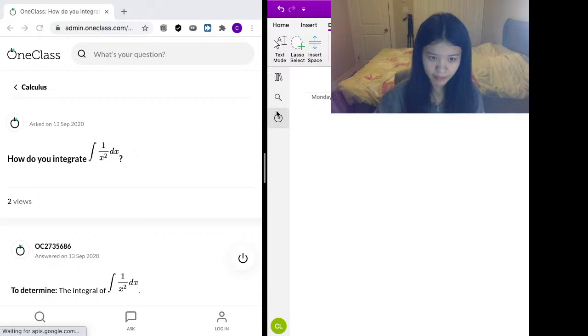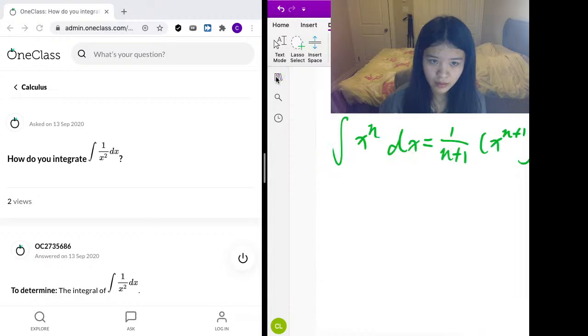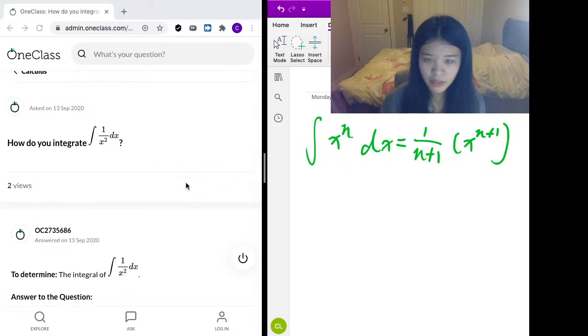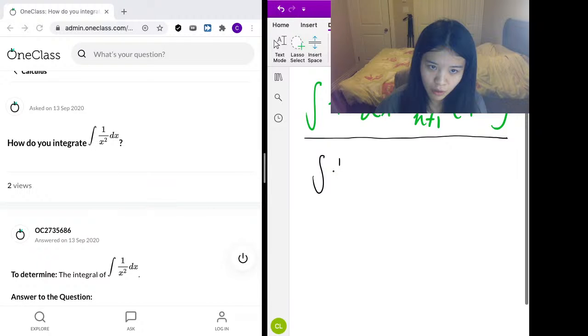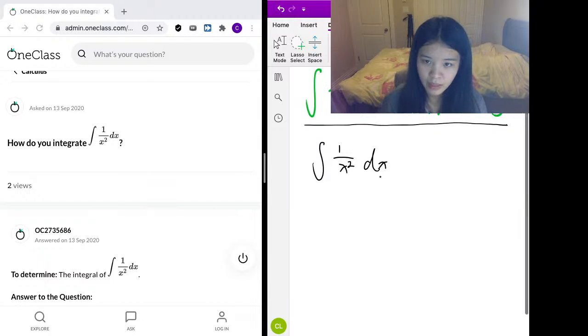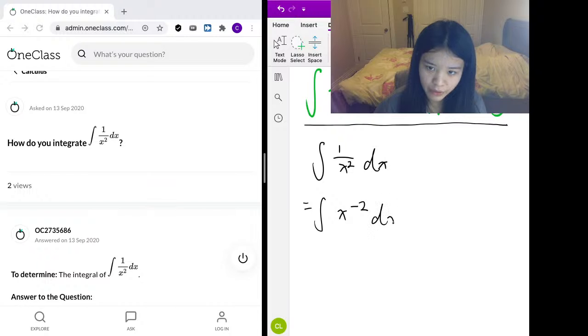Cool. So the next problem is asking us how do we integrate 1 over x squared dx. So in general, for any term that we want to integrate that has the form x to the power of n, we have a general theorem right over here. That's how we approach this problem. In this specific case, we want to integrate 1 over x squared dx. We know that 1 over x squared can be written as x to the power of -2. So we just use this general form, and we know that n is equal to -2 in this case.